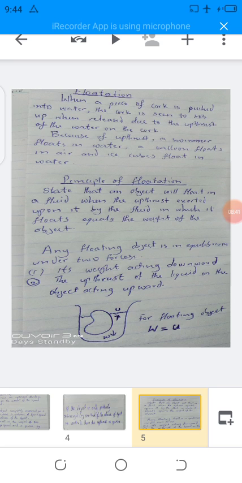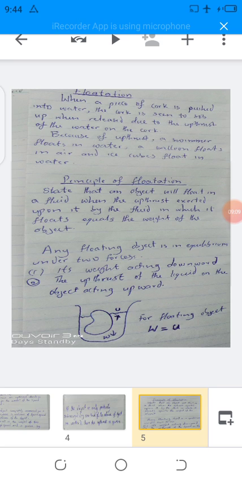So if the upthrust exerted on the object equals its own weight, the object will do what? The object will float, because it has attained equilibrium. The weight of the object acts downward and the upthrust exerted on it acts upward. When the two equal one another, they cancel each other out, and the object is in equilibrium. Therefore, the object will surely float. So that is the principle of flotation. Any object that floats is in equilibrium.